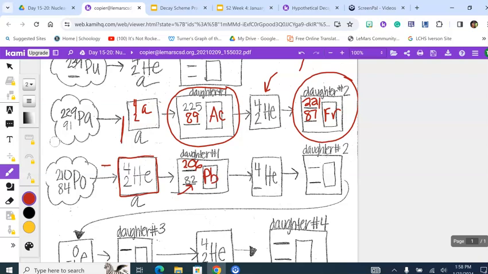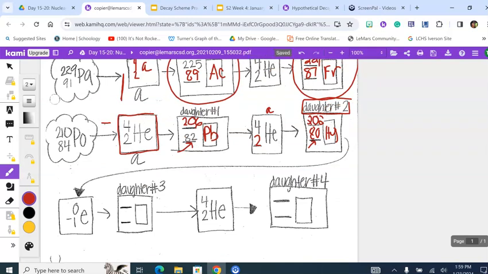And then there's another alpha decay, and that's a 4,2 helium particle. So I take 206 minus 4, and I get 202. And then 82 minus 2, and that's 80. This number is my atomic number, so I have to look it up, and I see it is Hg, or mercury. That's my second daughter, okay?